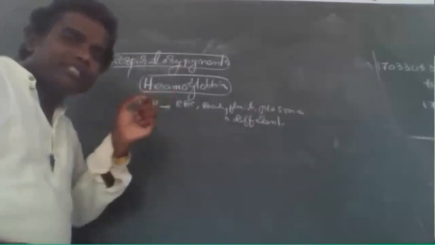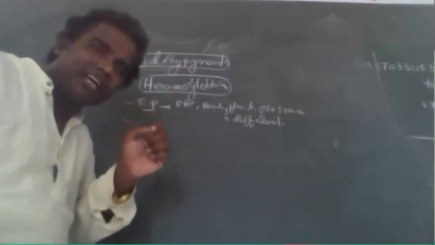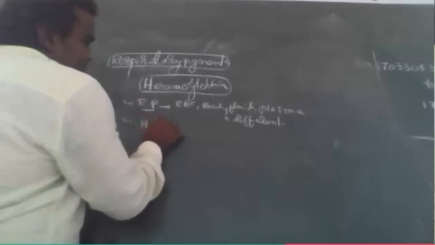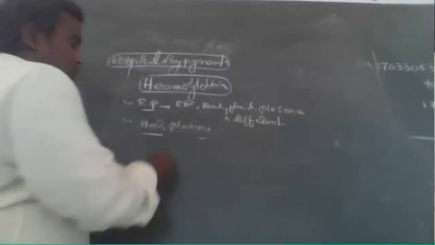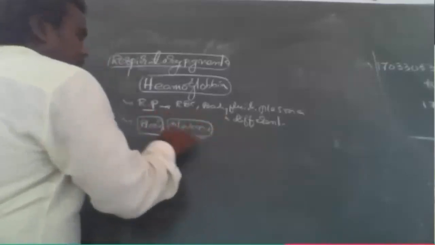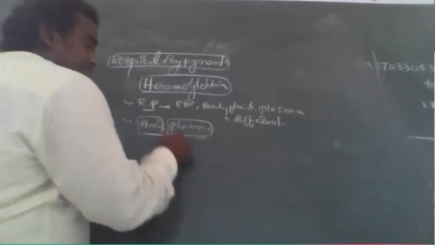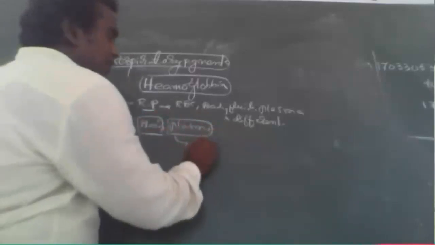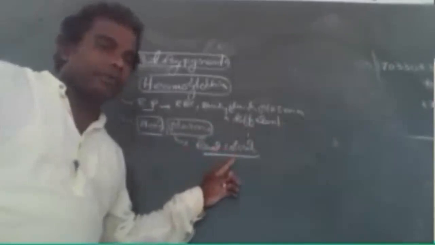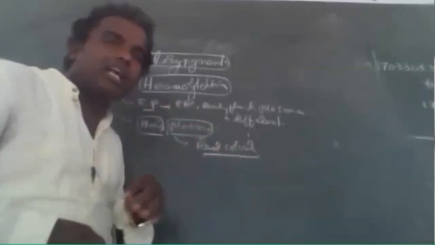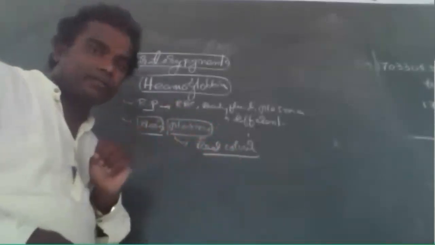Hemoglobin is present in the blood or plasma. A very important thing: which color does it give the blood? Red color. The hemoglobin present in the blood gives the red color. Very important.